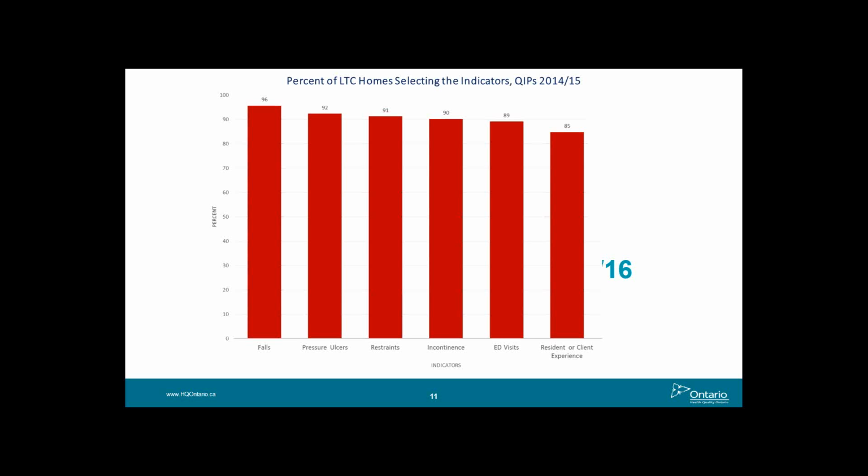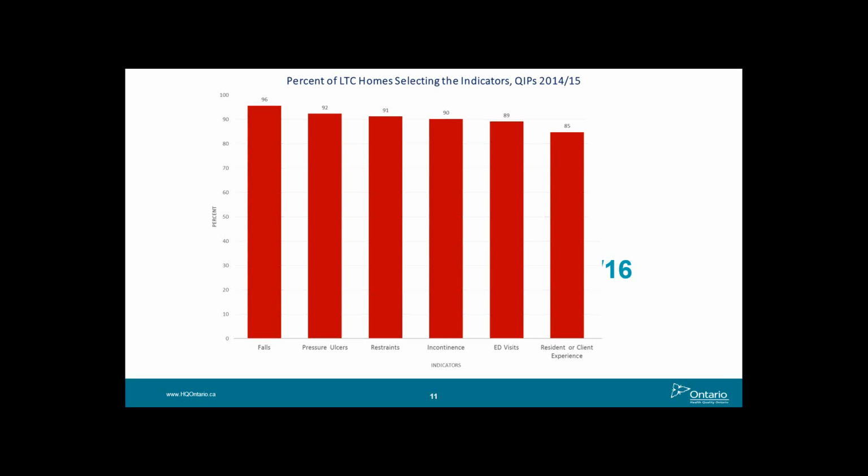So let's just have a quick look at the priority indicators for long-term care. So certainly falls, pressure ulcers, restraint use, incontinence. You've been reporting on those, and public reporting has been reporting on those for a number of years as well. So these are not new indicators for you. You're well familiar with those.